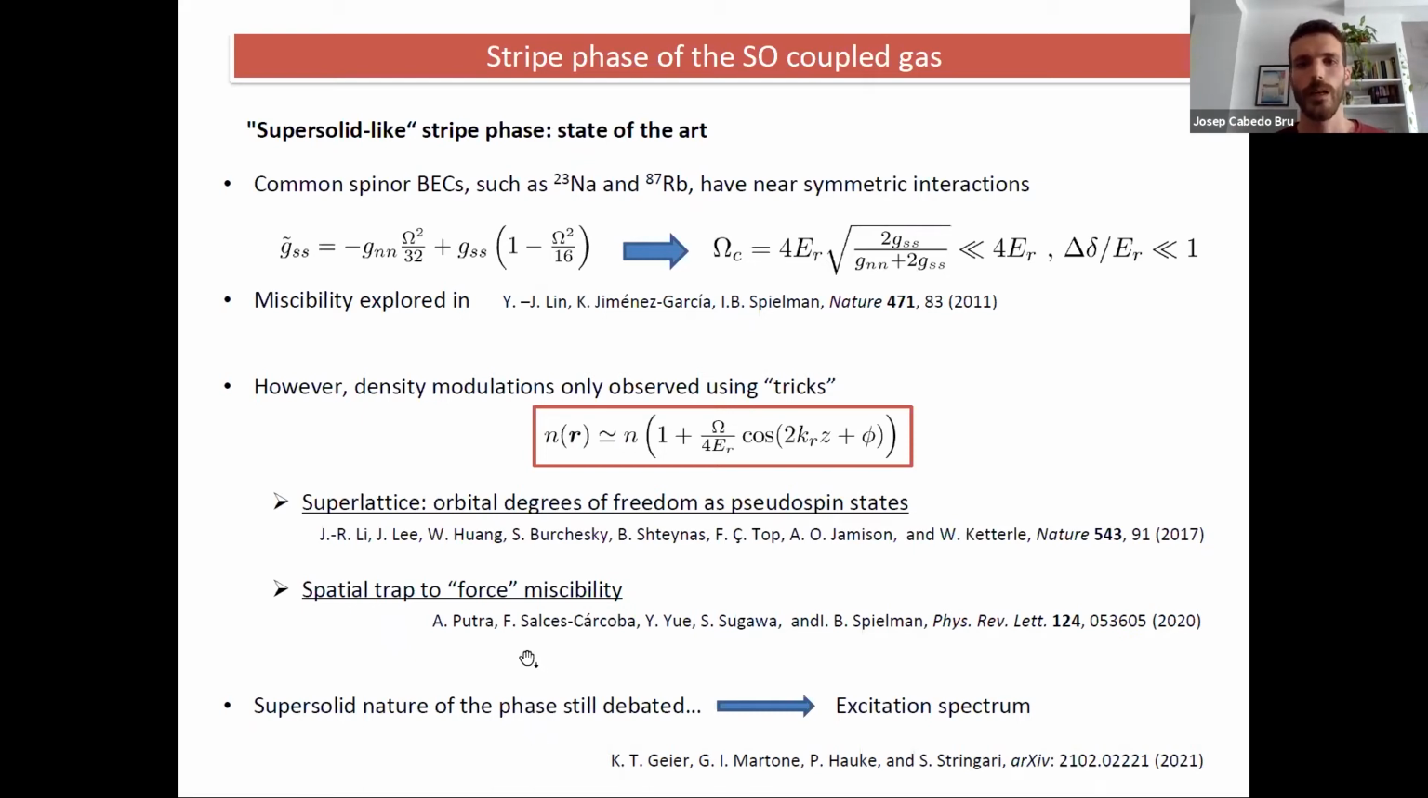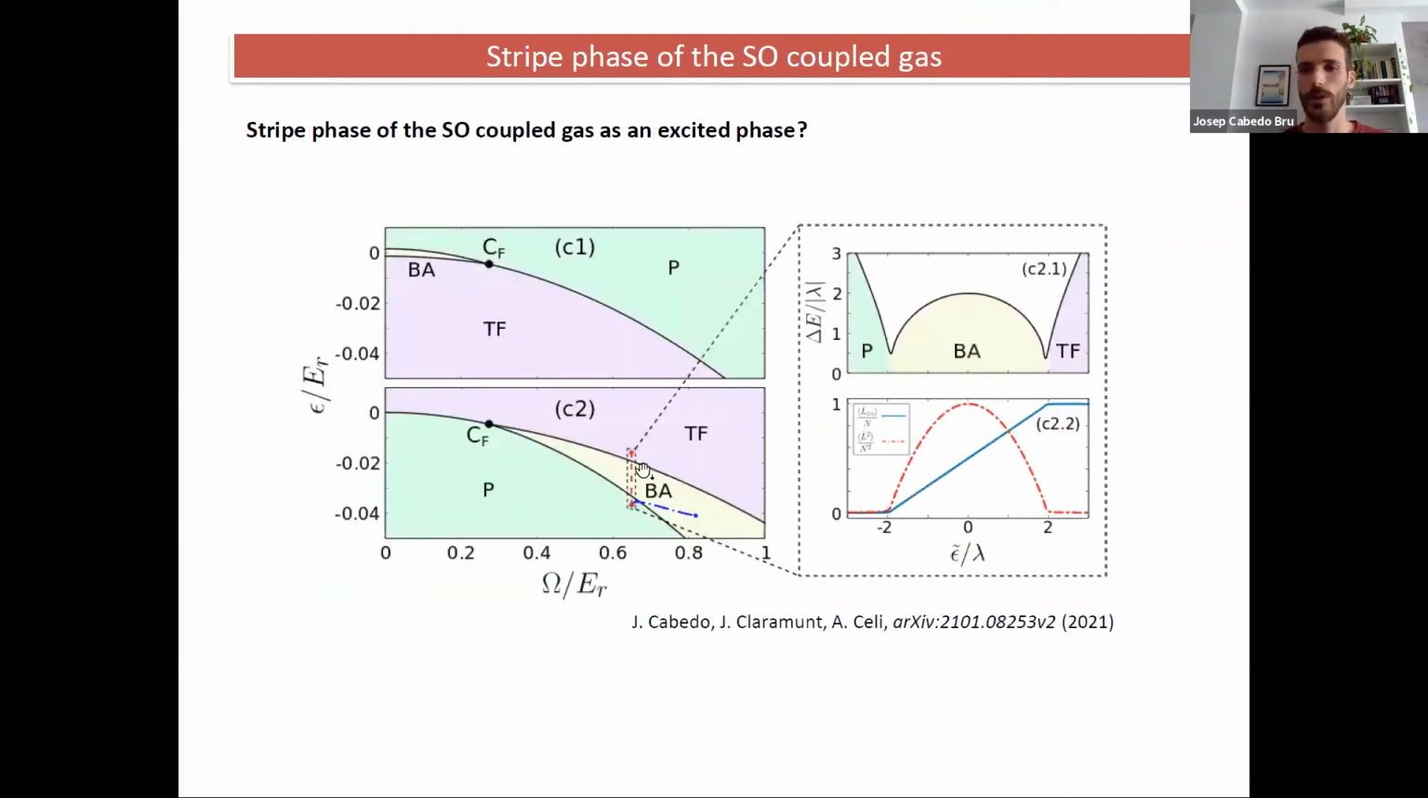So I hope I have convinced you that spin-orbit coupling, and in particular the study of the stripe phase, has generated a lot of interest in the last decade, and that there are actually open questions to address. In this regard, in our work, we propose another mechanism to prepare the stripe phase of a spin-orbit coupled gas. And to do so, we rely on these results from excited state quantum phase transition, and we prepare the state in an excited phase instead.